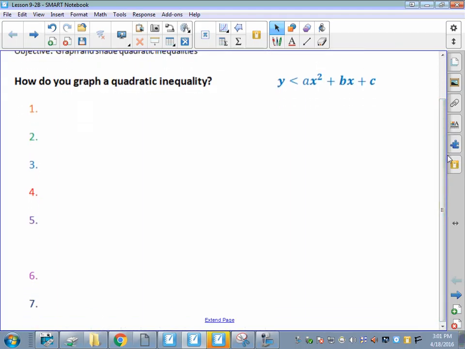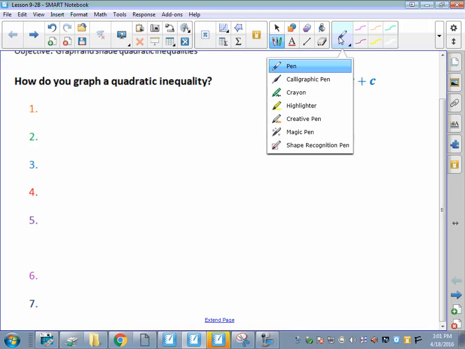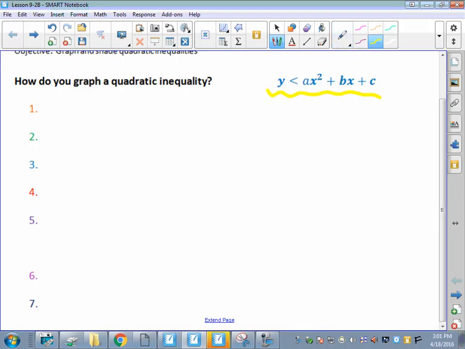So notice our equation, or our inequality, I guess, if I'm being technical here. I've got the same A's, B's, and C's. It's in standard form. It's not in vertex form, but it could be. We could do the same thing if it were in vertex form. But in this particular case, I've got y is less than ax squared plus bx plus c. I could have less than or equal to, greater than or equal to, any of the above.